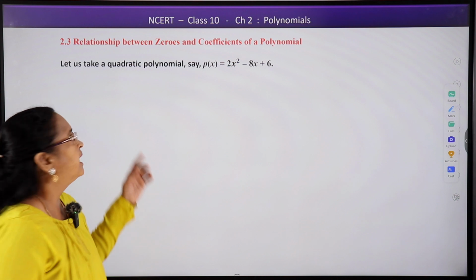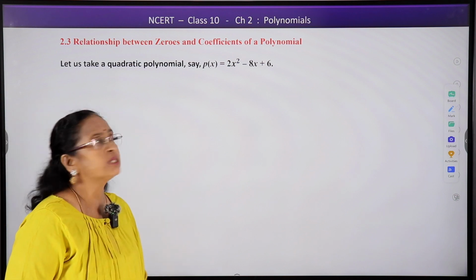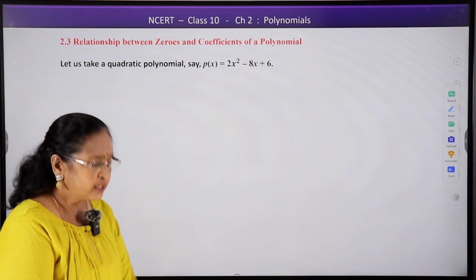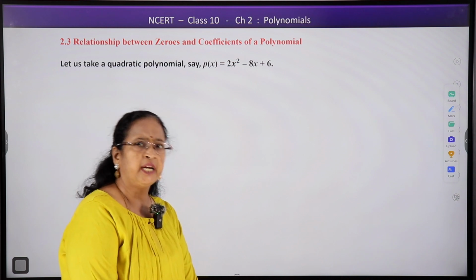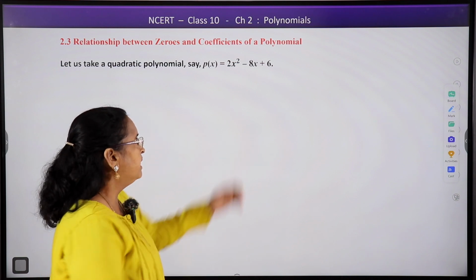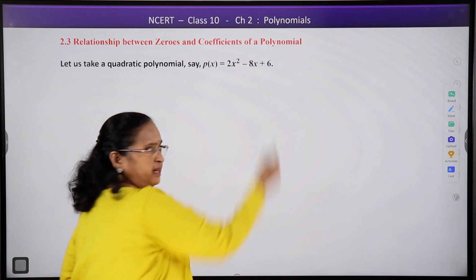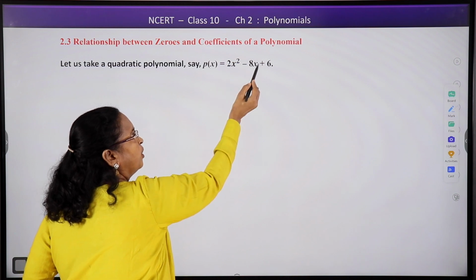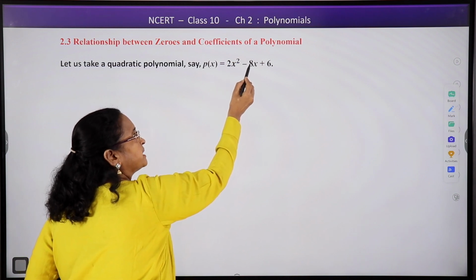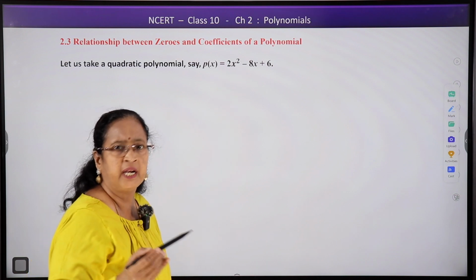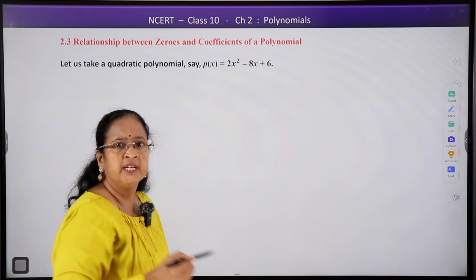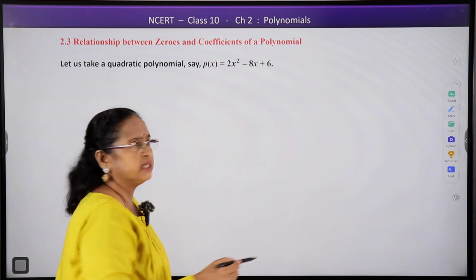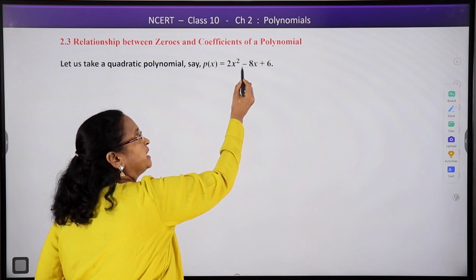This is the relationship between zeros and coefficients of a polynomial. I have told you the coefficient means, for a variable, the coefficient is the number. For example, coefficient of x square is 2. Coefficient of x is minus 8. Here the children make the mistake of not writing the negative sign. Please remember, it's very important. Whenever you write the coefficients, it has to be along with the sign.